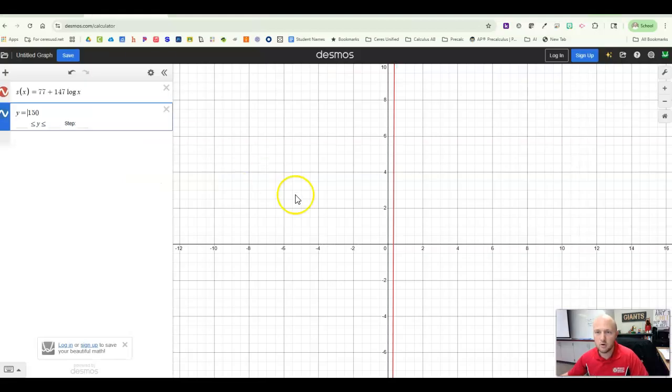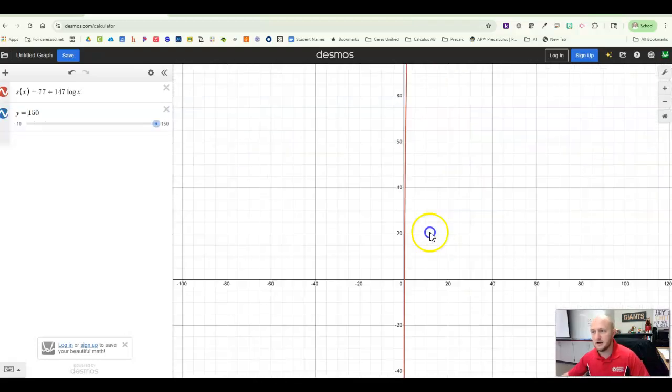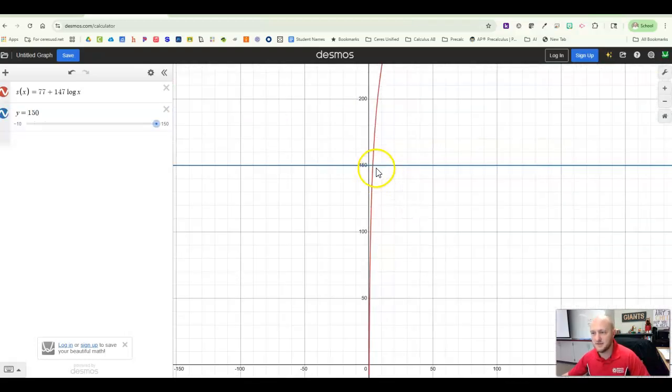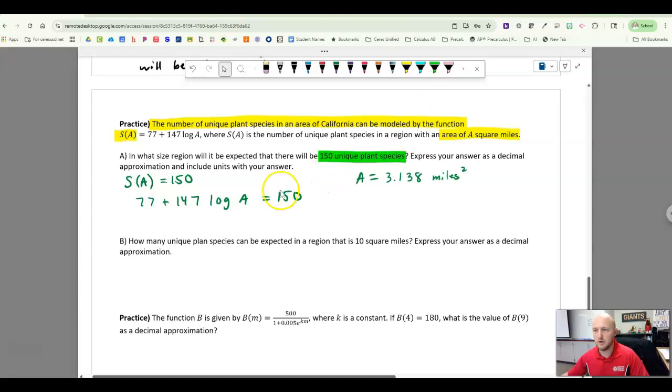A will be equal to, I graphed my function S of x, and I graphed 150, and you just have to zoom out a lot to find this intersection, and there it is, 3.138. And the units, remember, this is square miles, so miles squared based upon our question. Okay, so did you get it right?